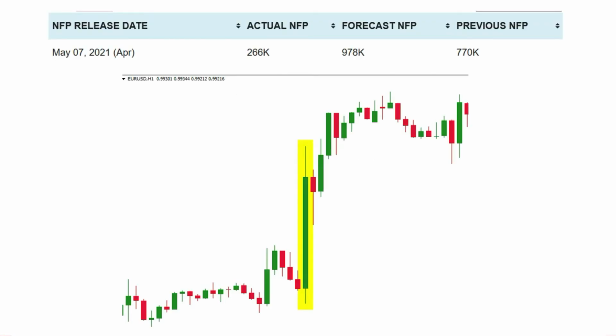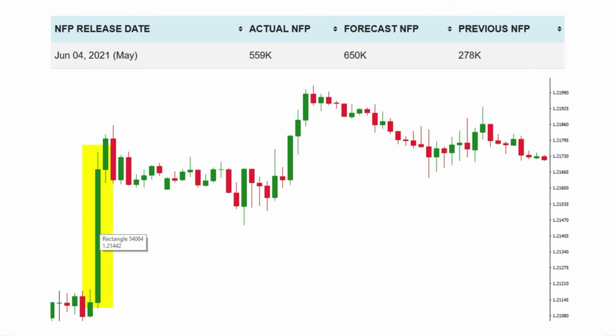First, May 7, 2021, April. We have 77.0K previous NFP. Then we had a forecast of 978K, and the actual NFP was a disaster, 266K. Because of that, we have a weak US dollar and a strong euro dollar. And you can see this is like from the book. Excellent, really, really excellent.